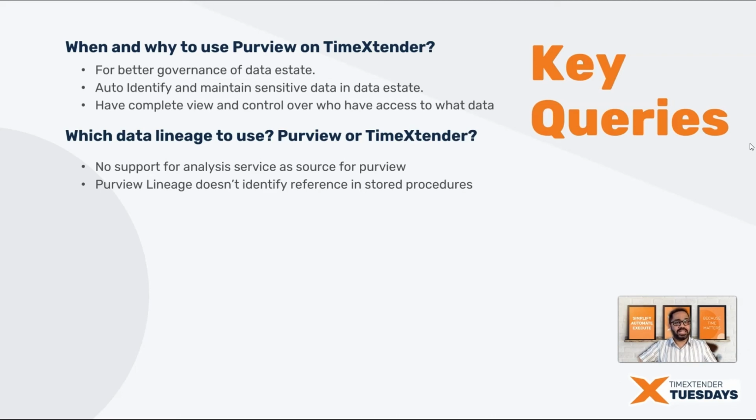And the second difference is Purview is not able to identify the lineage when the logic is stored inside a stored procedure or a view. So what I'm trying to say here is the example of a customer raw table and a customer main table. The relationship is defined inside a stored procedure, and in our use case, Purview was not able to identify that lineage and it was broken. But TimeXtender is able to provide end-to-end lineage in this case as well.